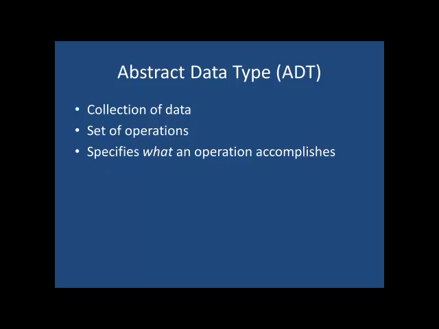An abstract data type describes a collection of data and the operations that can be performed on the data. The abstract data type includes the outcome of those operations, but it is not concerned about how these operations are performed.